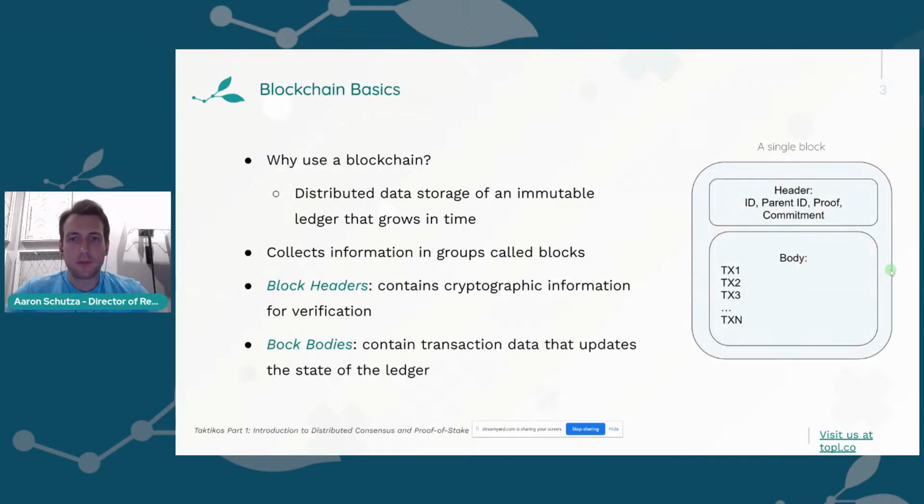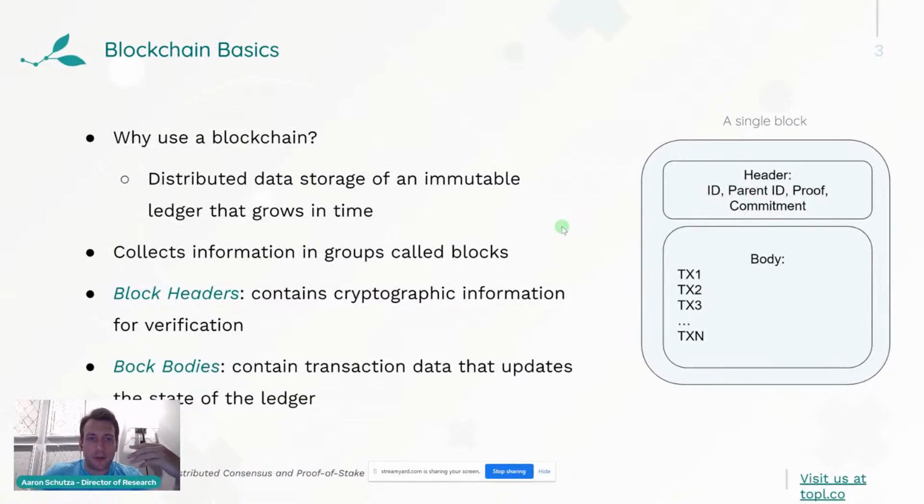So in the first place, blockchain provides a distributed data storage for an immutable ledger that grows in time. And that's the principal functionality that a blockchain realizes. And data is continuously injected into the system in the form of transactions, and we collect these transactions into groups called blocks. And each underlying block has a header that contains cryptographic commitments, cryptographic information that's used in the verification step of the underlying protocol.